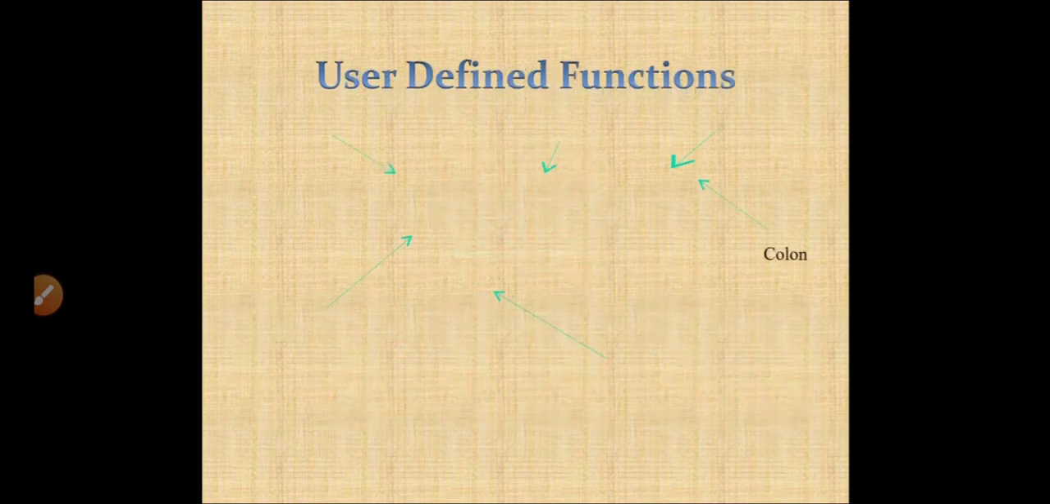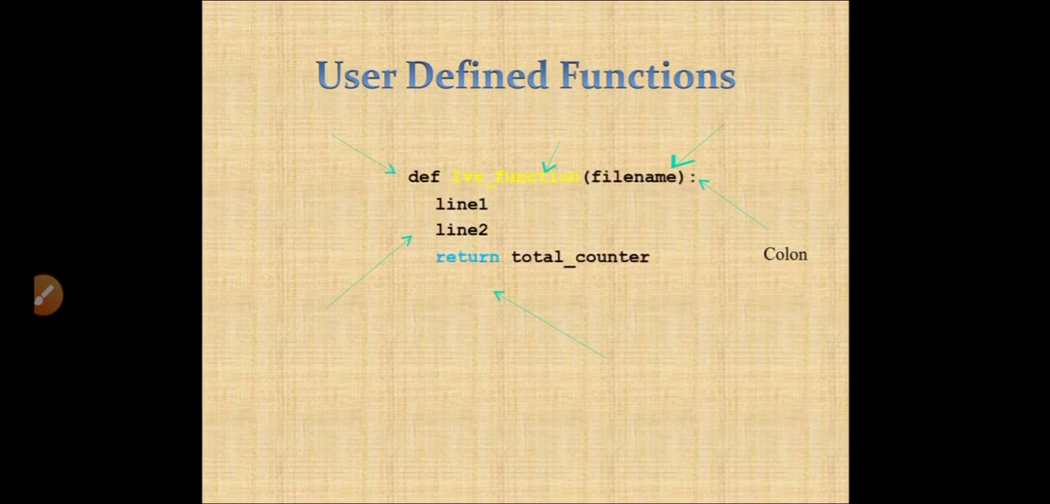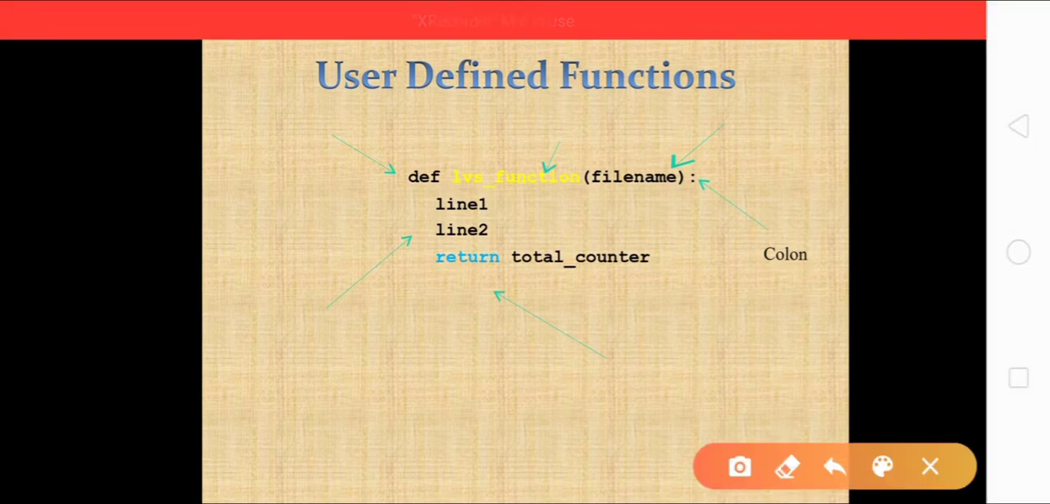Let's start with user-defined function. When we have to create a user-defined function, first we need to use a keyword def. Using the keyword def, a function is created. As you can see here, I have utilized def for making a function.